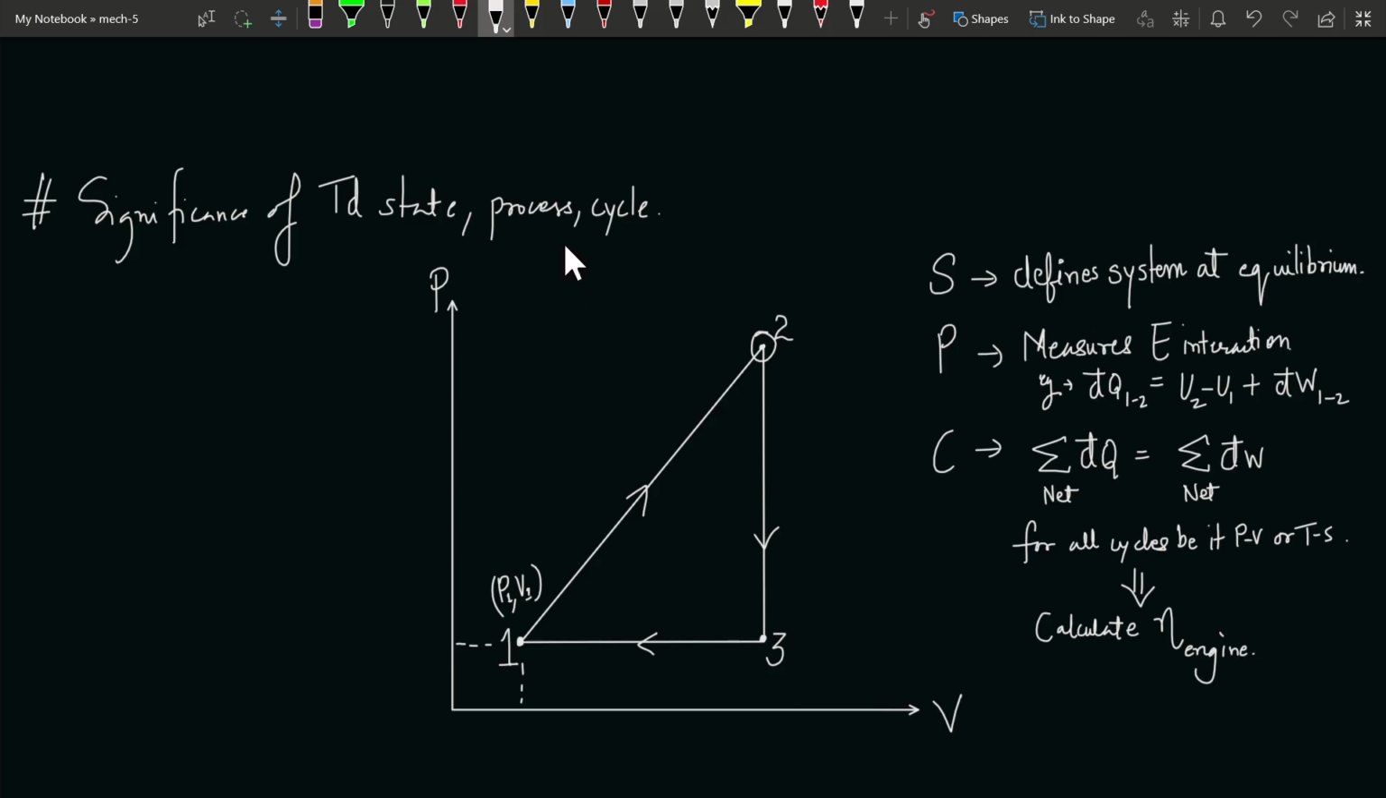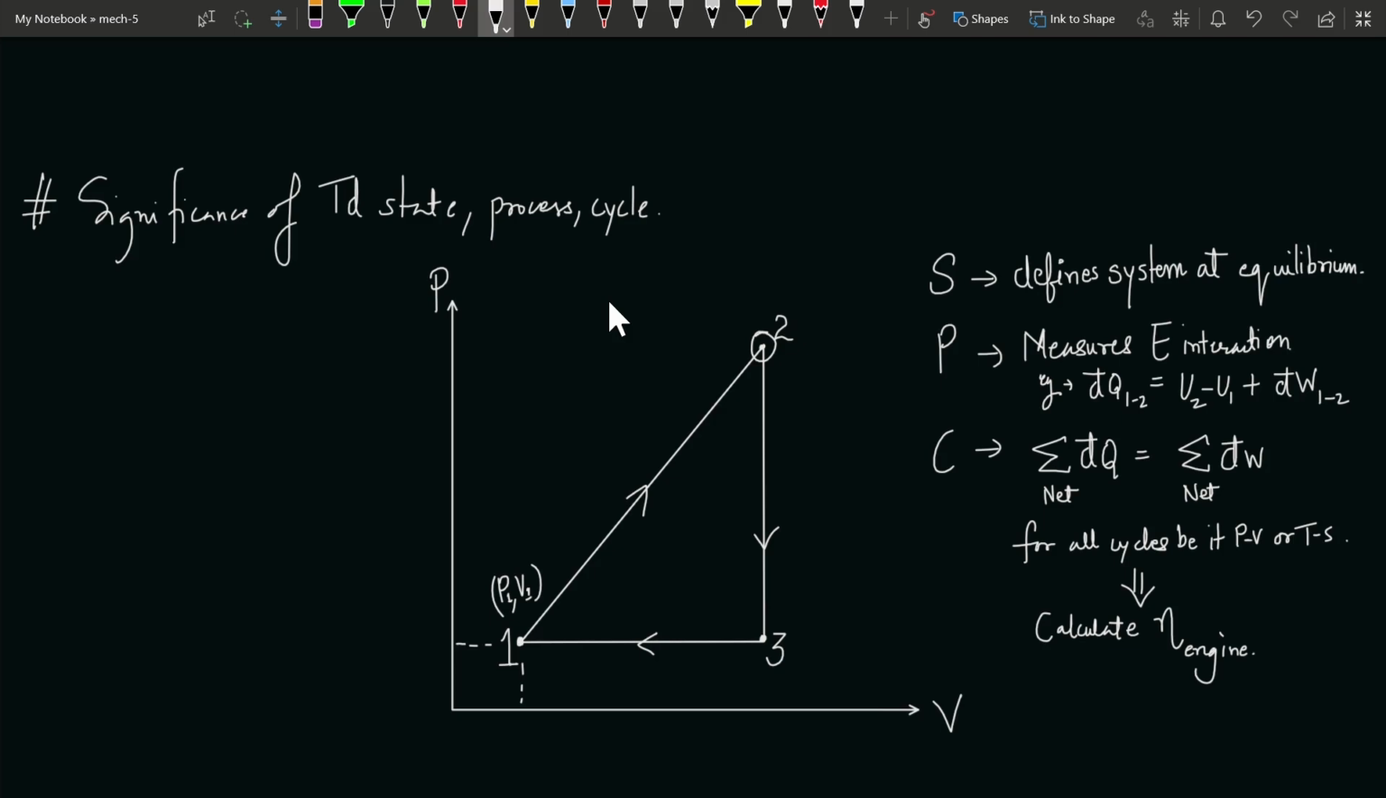See, process is the change in state of any system or gas as a result of flow of energy. What have I said? Process is the change in state of a gas as a result of flow of energy. If there is any flow of energy, then there will be some change in the state of the system. That means its property will change, and that change is represented by process.